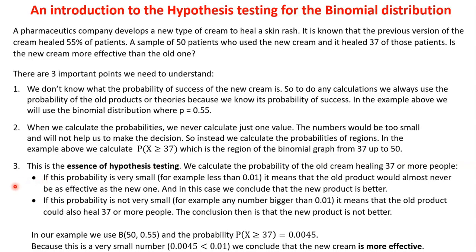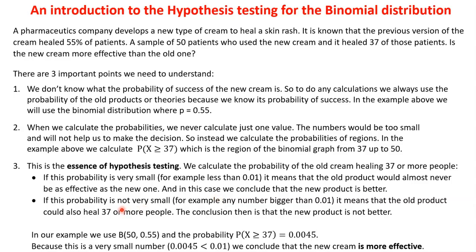And the third important point, and this is the essence of hypothesis testing, is: what do we actually calculate? We calculate the probability that the old cream would also heal 37 or more people. If this probability is a very small number, for example less than 0.01, it means that the old cream would almost never be as effective as the new one. There is a very small chance that it would also heal 37 people. And in this case, we conclude that the new product is better.